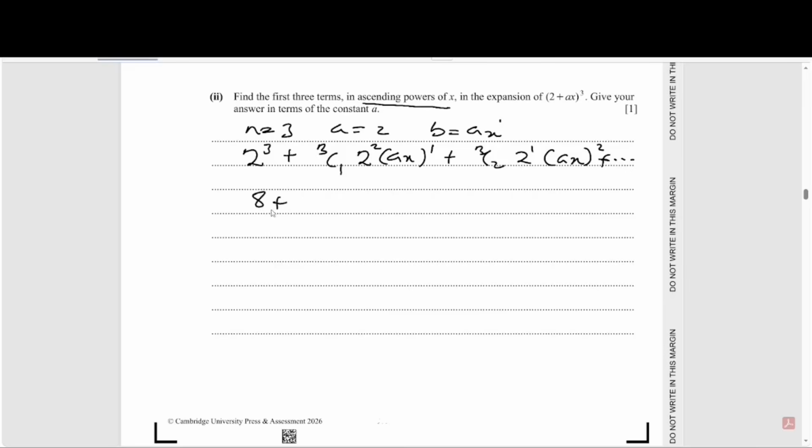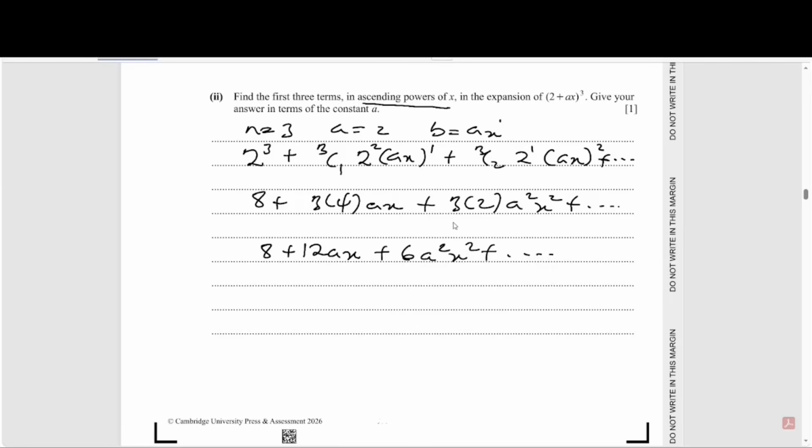We have 8 plus 3 combination 1, which is 3, ax, plus 3 combination 2, which is also 3, a squared x squared, and plus this. So finally we have 8 plus 12ax, and then plus 6a squared x squared, as the first three terms in ascending powers of x in the expansion of this binomial.